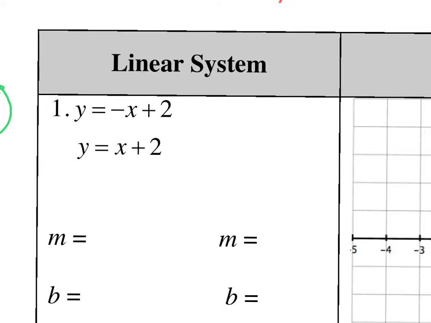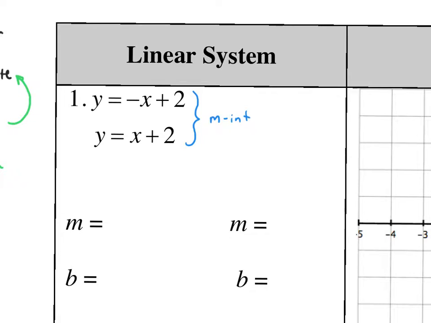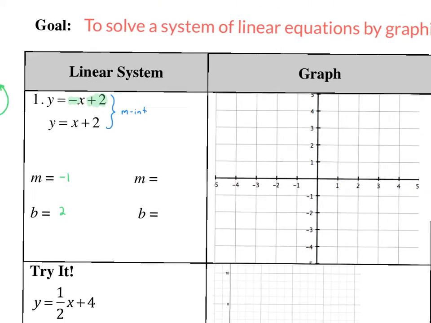Notice that both of these equations in the system are in slope-intercept form, which I abbreviate as MINT. Because it's already in that form, let's use the key elements in order to graph it. Firstly, the slope of the first one is -1. And then my y-intercept, my b, is +2. So I'm going to take that and graph over here.